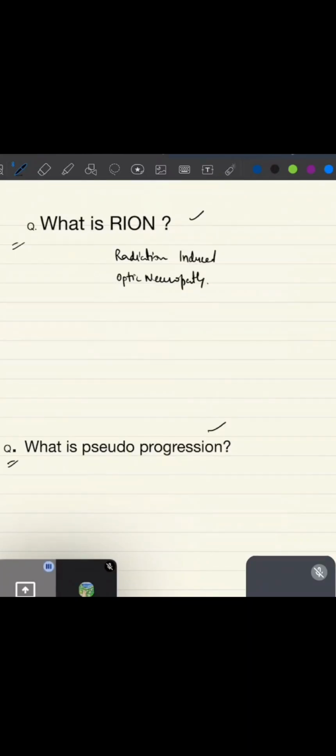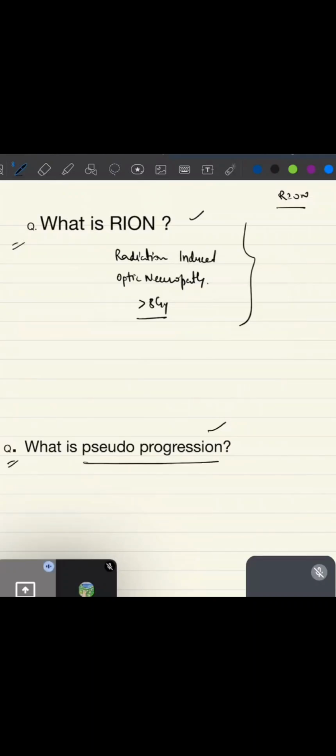It generally occurs when the exposure is more than 8 grays. Please remember it. This can be asked to you, and there is one or two acronyms that will be asked to you. This is one potential MCQ for that.